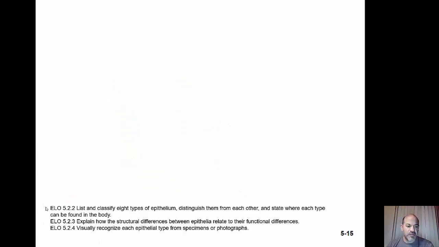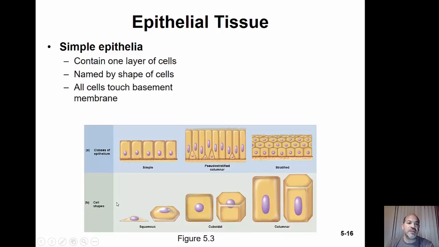So now we're going to look at all three of these objectives together. We're going to list and classify 8 types of epithelium and distinguish them from each other, and state where each type can be found. We're going to explain how the structural differences between epithelia relate to their functional differences, and visually recognize each epithelium type from specimens or photographs, just like we did in the laboratory already.